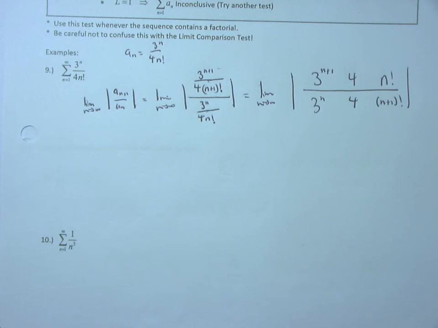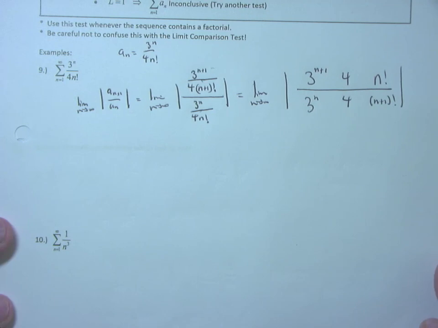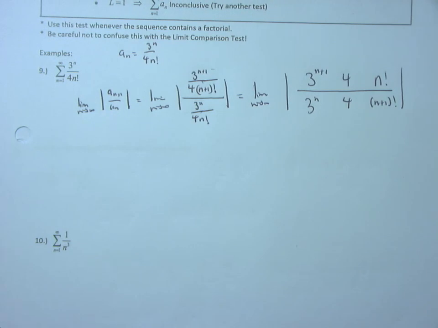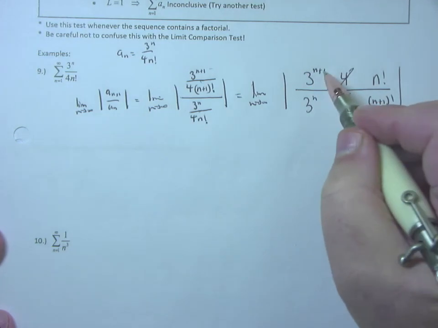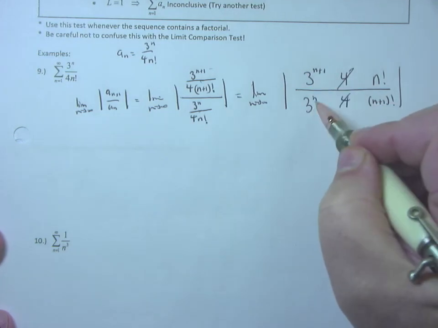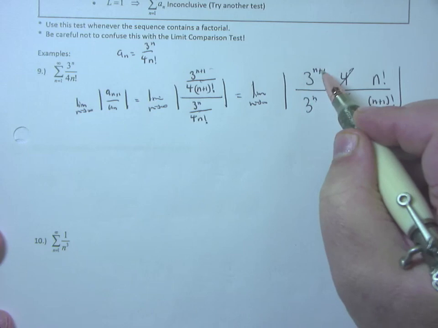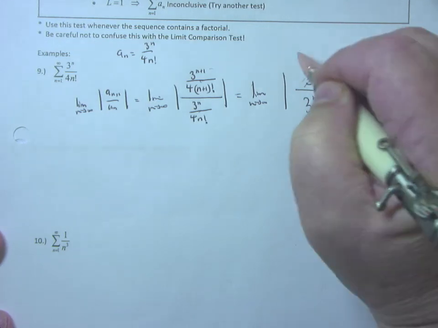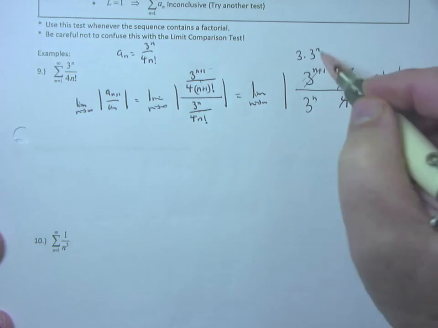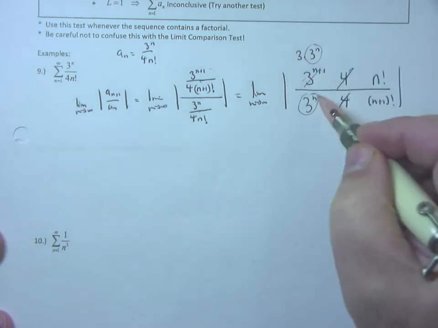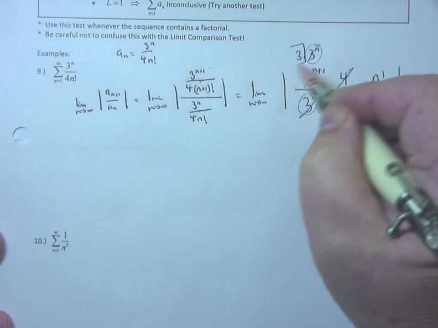What cancels here? Let's take a look at this. First one's real obvious. What cancels? The 4's cancel. Now let's take a look at this guy here. 3 to the n plus 1 divided by 3 to the n. 3 to the n plus 1 by definition is 3 times 3 to the n. I just pulled off one of those guys, so now the 3 to the n on top and the 3 to the n on the bottom are going to cancel. It does leave me with a 3 left over.